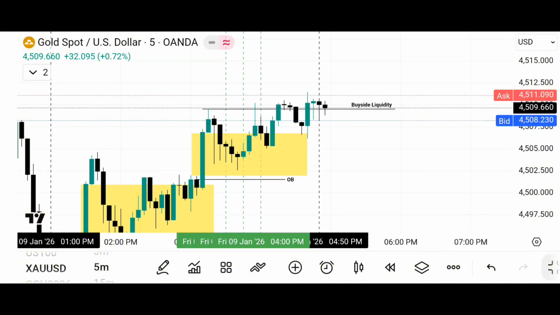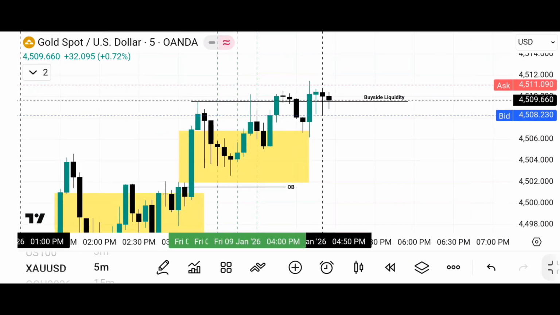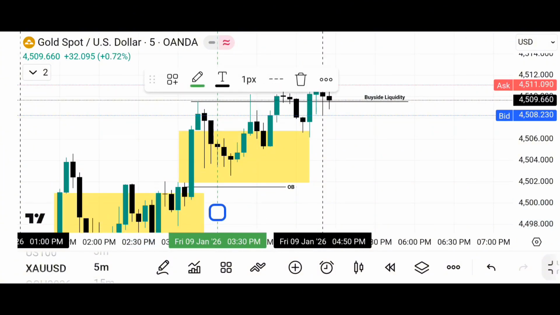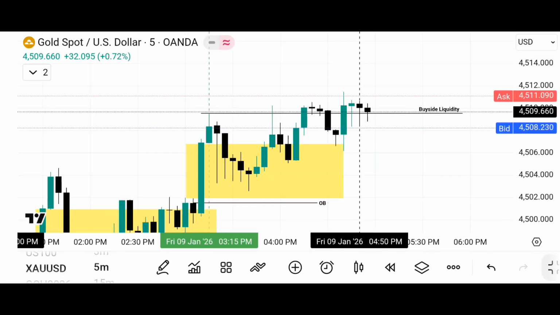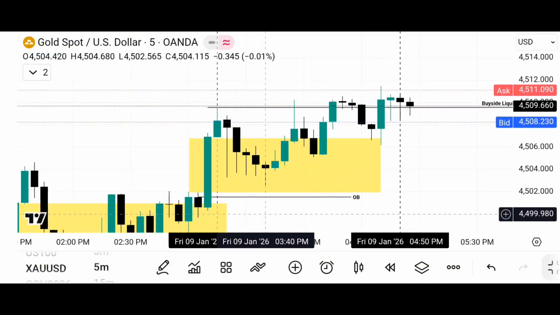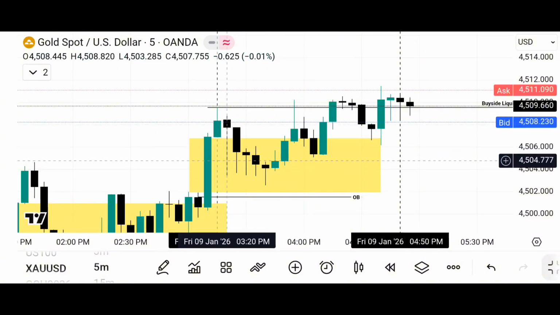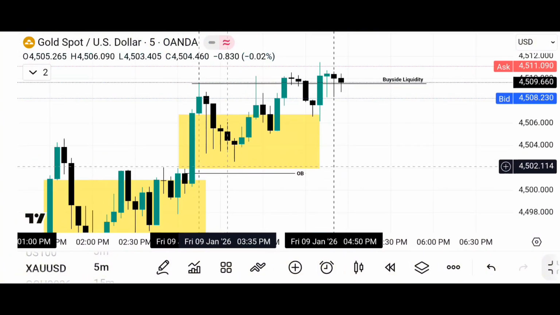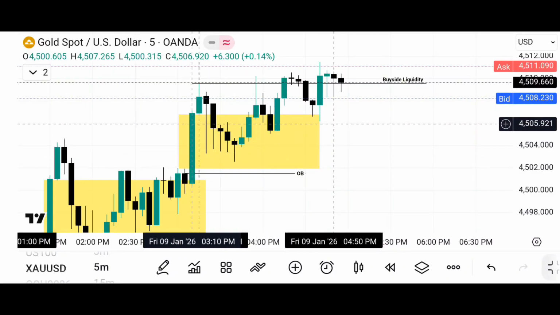So this is where buy side liquidity lies. Let me take this off. I'll call them out one after the other. So the first was 3:15. At 3:15, that was when this candle was being created. And after this candle was created, that was when the fair value gap also was created. So at 3:15, the fair value gap was already visible.